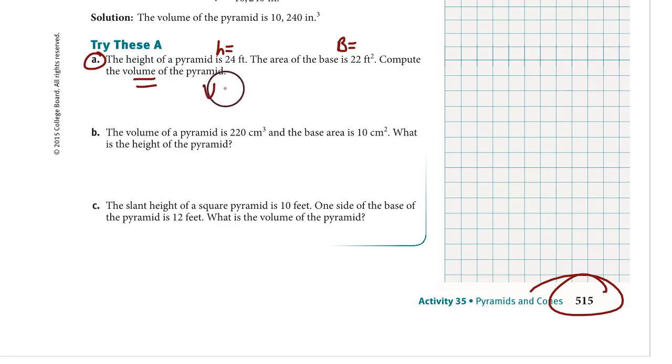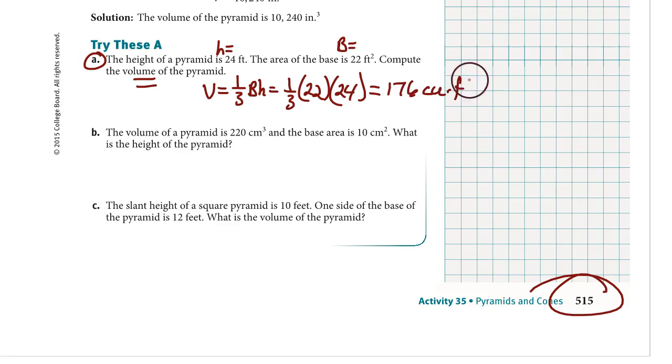So start with a formula. Volume equals 1/3 base times height. For capital B, fill in 22. For height, fill in 24. Then multiply these together on a calculator. The result is 176 cubic feet. Remember that volume uses cubic units.